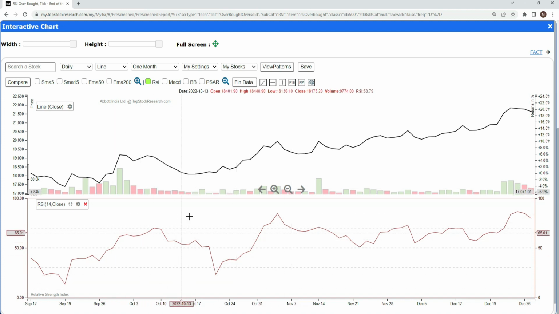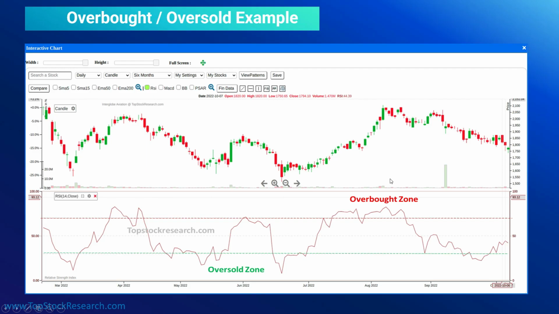This is where oscillators are typically plotted along with the price chart. In this you'll have a certain overbought zone. Anything above this red line is the overbought zone. Anything below the green line is the oversold zone.